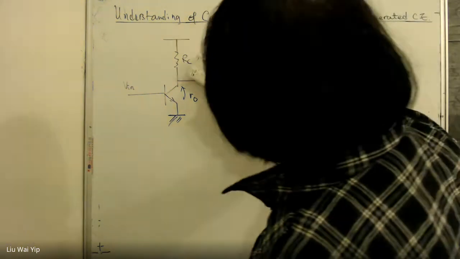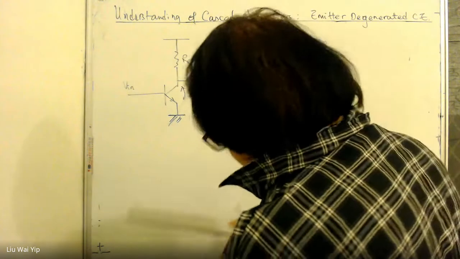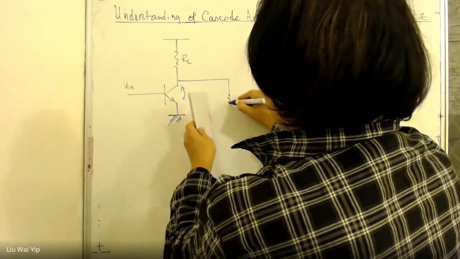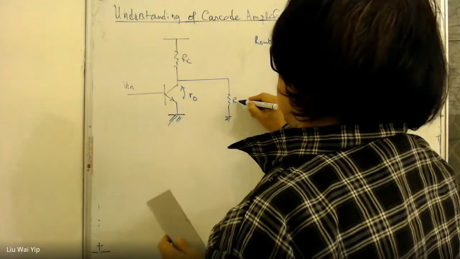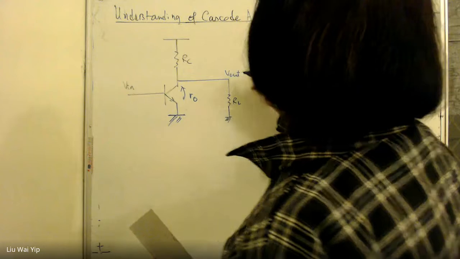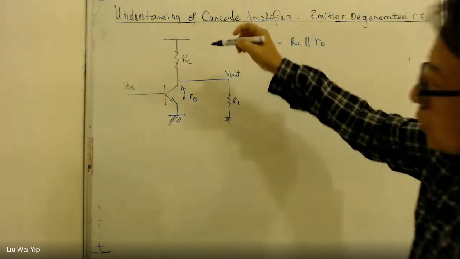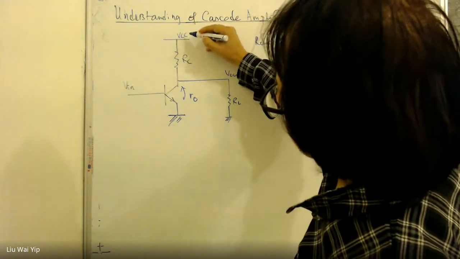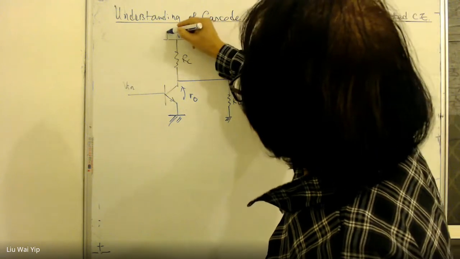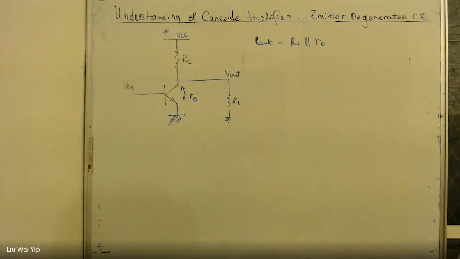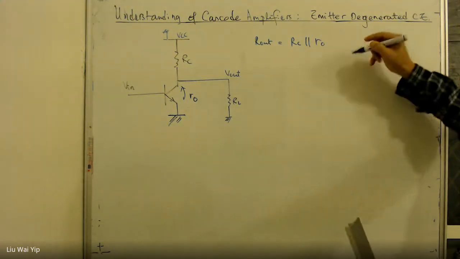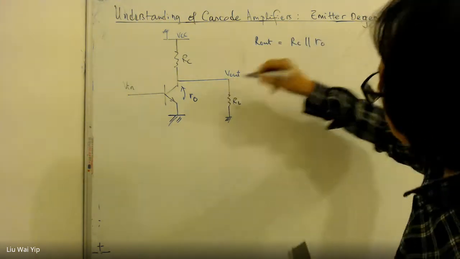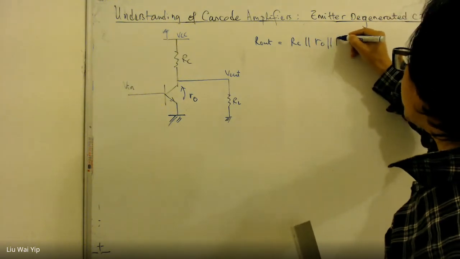And if you connect the output with a load resistance in this manner, because the voltage supply here is considered as an AC ground, the output resistance is going to be RC in parallel with RO and in parallel with RL.